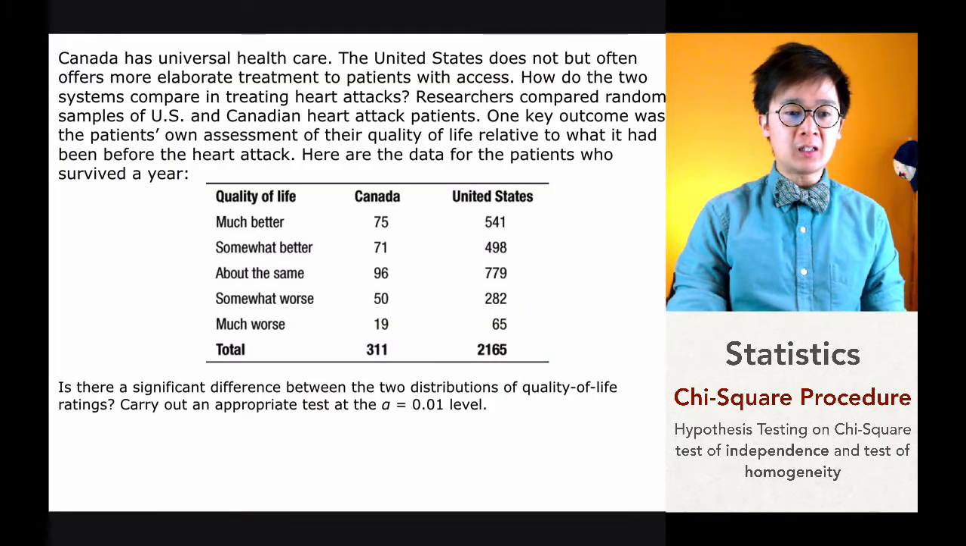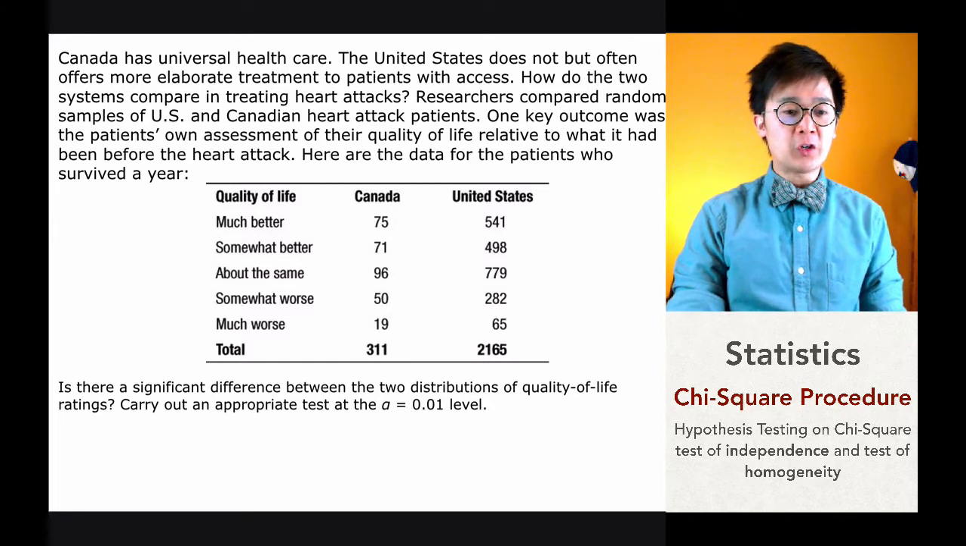Now for this particular case, we're going to be working on the healthcare systems of Canada and the United States. So for our first work, we're going to be working on this word problem, and the word problem says that Canada has universal health care. Now the United States does not, but often offers more elaborate treatment to patients with access. Now, how do the two systems compare in treating heart attacks?